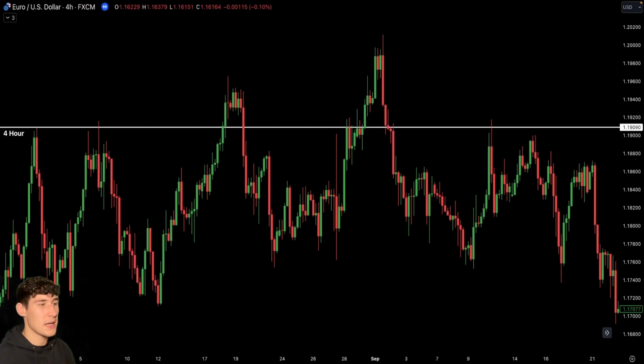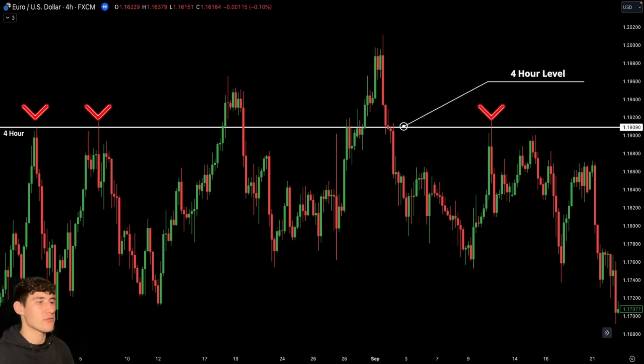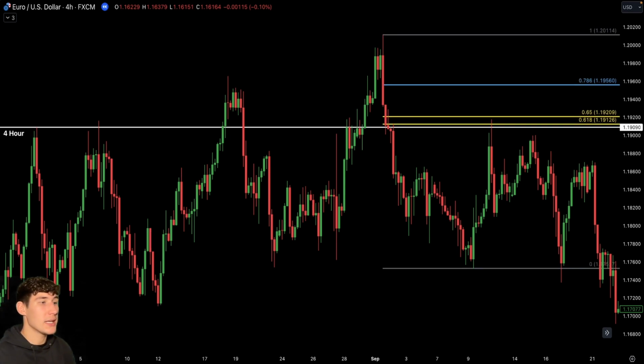Transitioning to Forex, specifically the Euro-USD pair, we pinpointed a 4-hour level that consistently served as resistance in multiple instances. Marking this level, we applied the Fibonacci retracement tool, revealing a confluence with the golden pocket and the 0.786 zone. The next step involves waiting for the price to revisit the area whilst closely observing the price action on shorter timeframes. Now let's shift our focus to the 30-minute chart for a more detailed analysis.